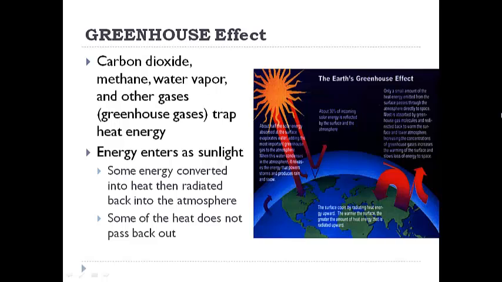So one influence on an ecosystem and on the Earth as a whole is the greenhouse effect. The greenhouse effect occurs because carbon dioxide, methane, water vapor, and other gases in the atmosphere act as a trap for heat energy. So if you looked at the figure on the right, you see most of the energy from the sun is coming in and striking Earth. Some of it that strikes the Earth would be radiated back up and out into space and wouldn't be heating the Earth. But greenhouse gases trap some of that heat and reflect it back towards the Earth, so continuing to heat the surface of the Earth. So the energy is converted into heat, radiated back into the atmosphere. Some heat does not get radiated to the atmosphere and does not pass out.